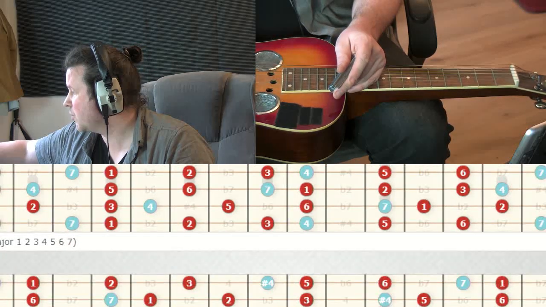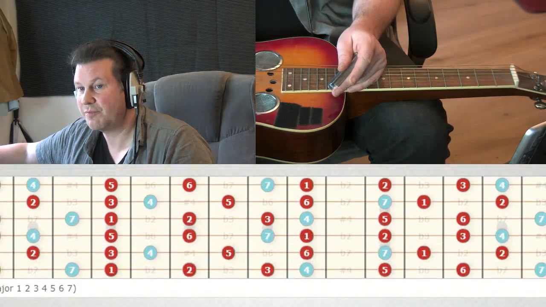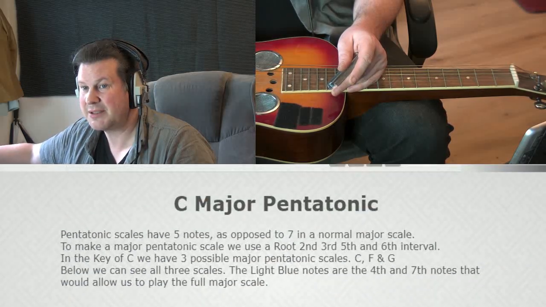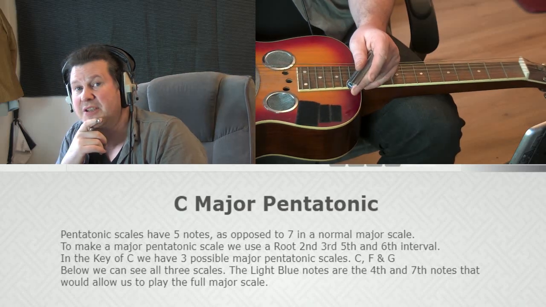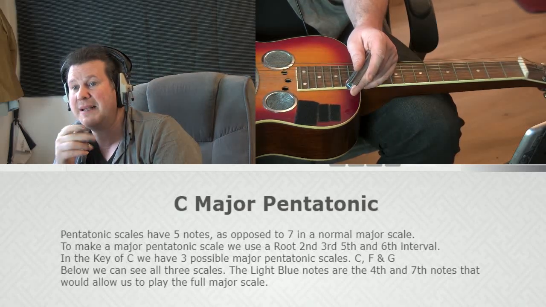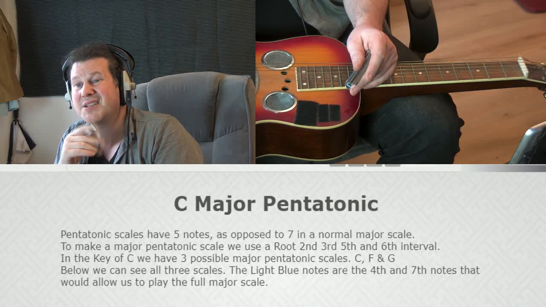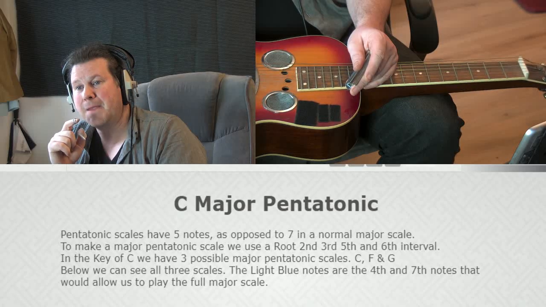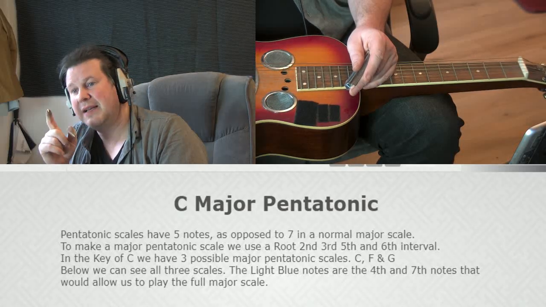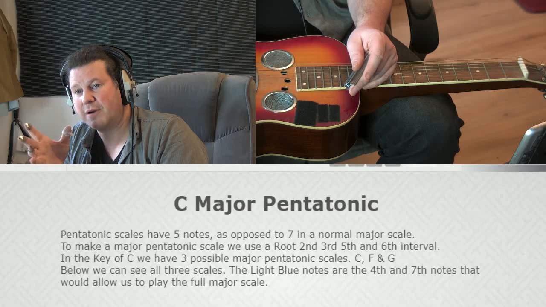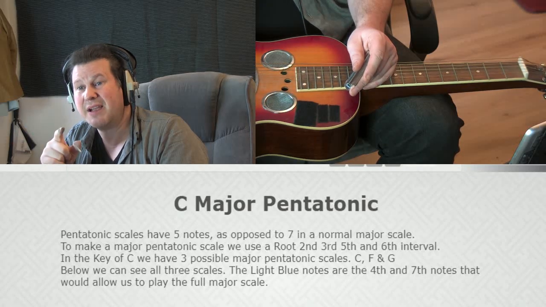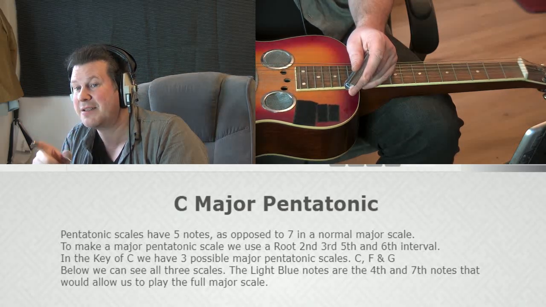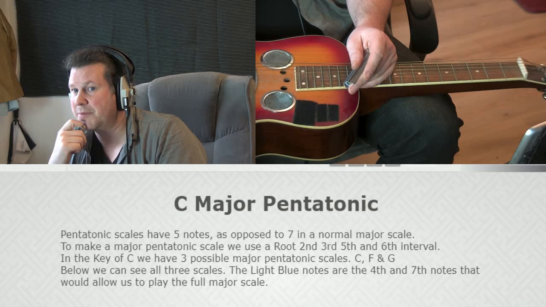So I'll swap to this one as we're now talking about the pentatonics, and I'll leave that on the screen. This is the little text at the top of this chart, and it's just defining what I had said before. Pentatonic scales have 5 notes as opposed to 7 in a normal major scale. To make a major pentatonic scale, we use the root, the 3rd, the 5th, and the 6th of our major key. In the key of C, we have 3 possible major pentatonic positions: C pentatonic, F pentatonic, and G pentatonic, all with the same relationships.